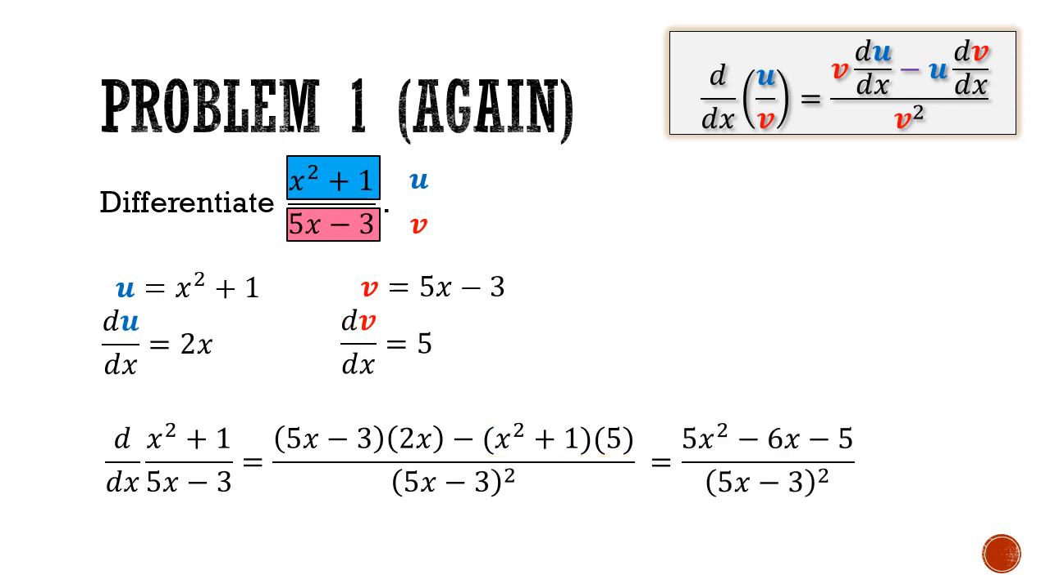So we can simplify the numerator. That will give us 5x squared minus 6x minus 5 over a denominator of 5x minus 3 squared. Notice it is the same solution as when we use the product rule. Two different methods should give you the same answer if they are both valid methods.